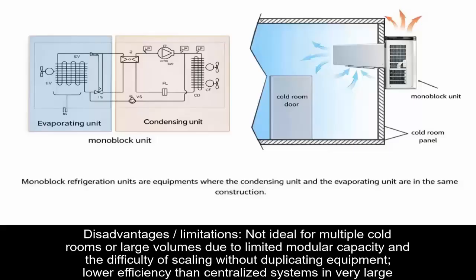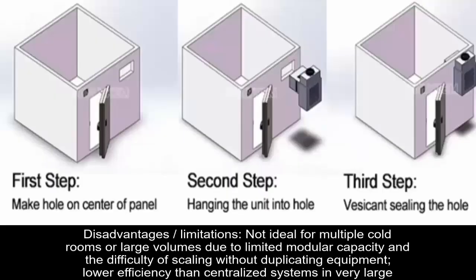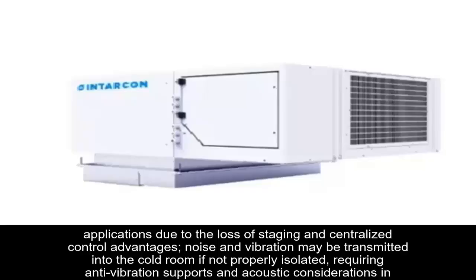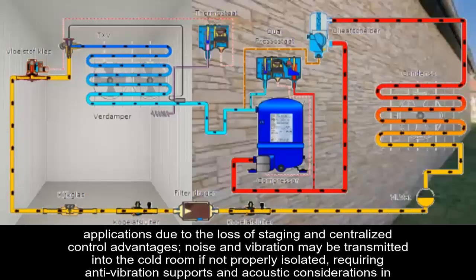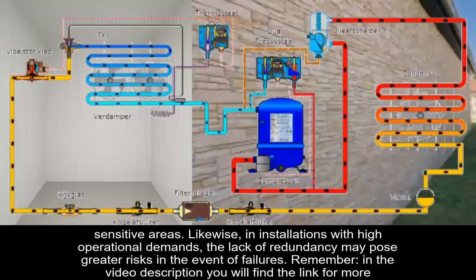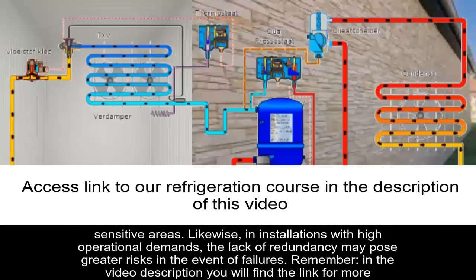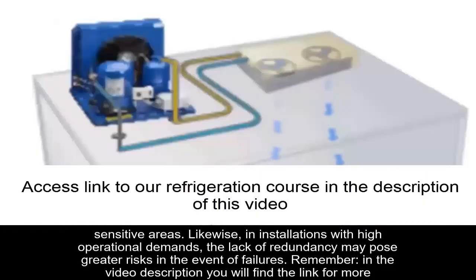Disadvantages, limitations: not ideal for multiple cold rooms or large volumes due to limited modular capacity and the difficulty of scaling without duplicating equipment. Lower efficiency than centralized systems in very large applications due to the loss of staging and centralized control advantages. Noise and vibration may be transmitted into the cold room if not properly isolated, requiring anti-vibration supports and acoustic considerations in sensitive areas. Likewise, in installations with high operational demands, the lack of redundancy may pose greater risks in the event of failures.